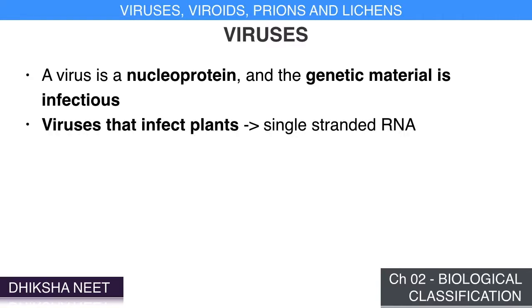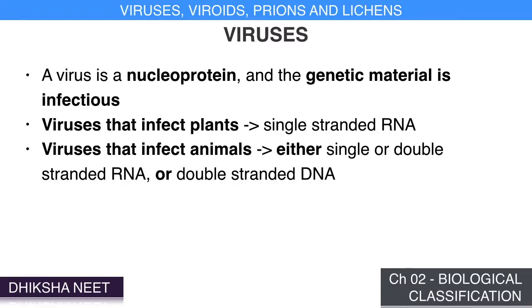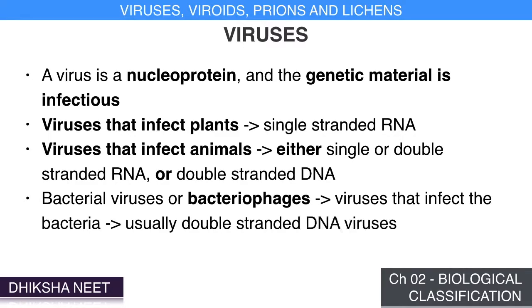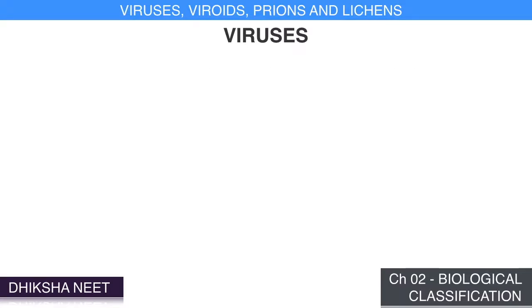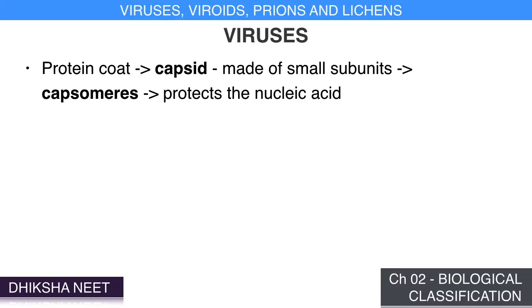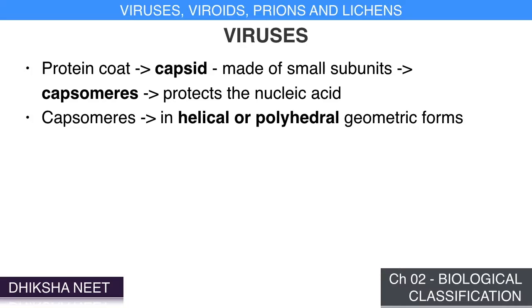In general, viruses that infect plants have single-stranded RNA, and viruses that infect animals have either single or double-stranded RNA or double-stranded DNA. Bacterial viruses, or bacteriophages, viruses that infect the bacteria, are usually double-stranded DNA viruses. The protein coat called capsid, made of small subunits called capsomeres, protects the nucleic acid. These capsomeres are arranged in helical or polyhedral geometric forms.